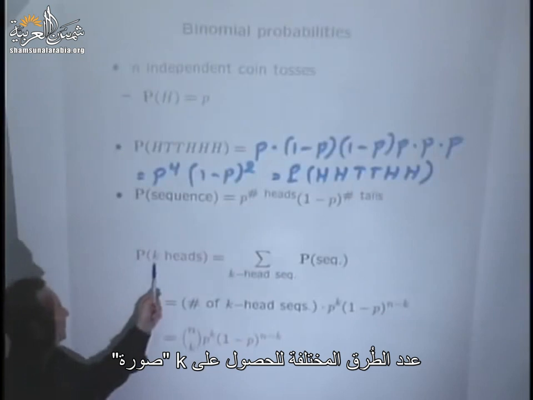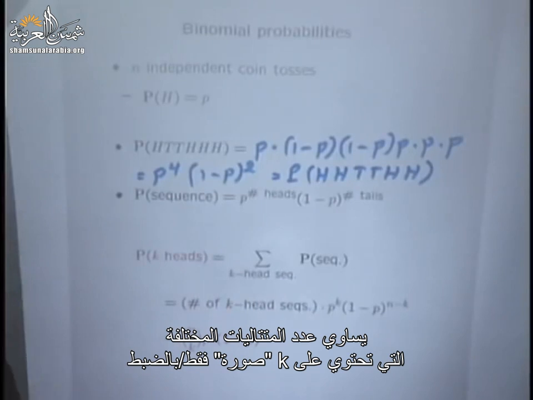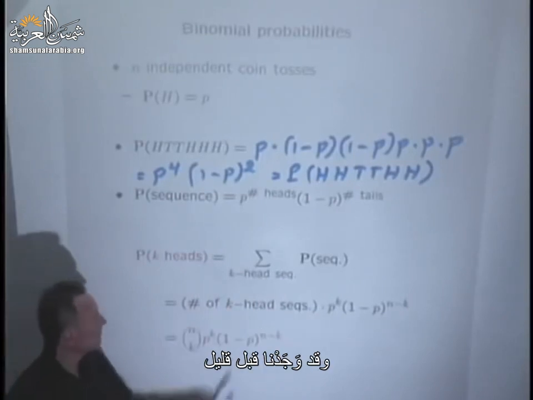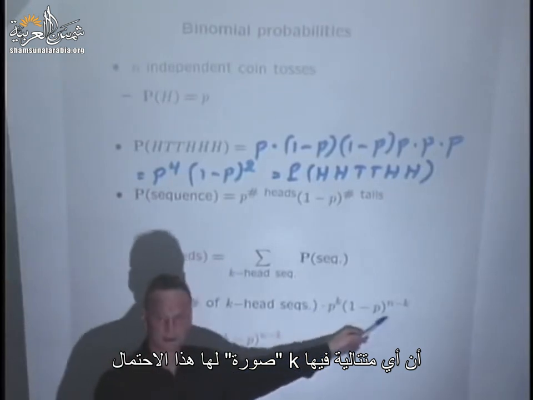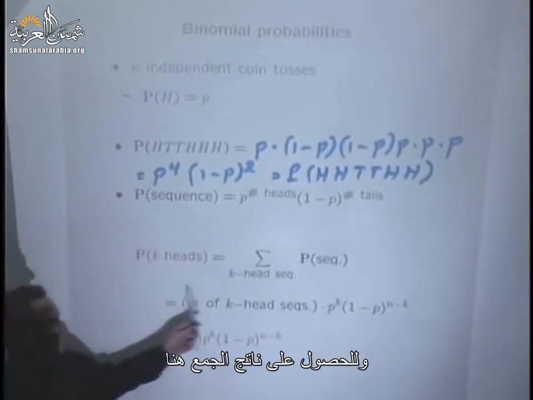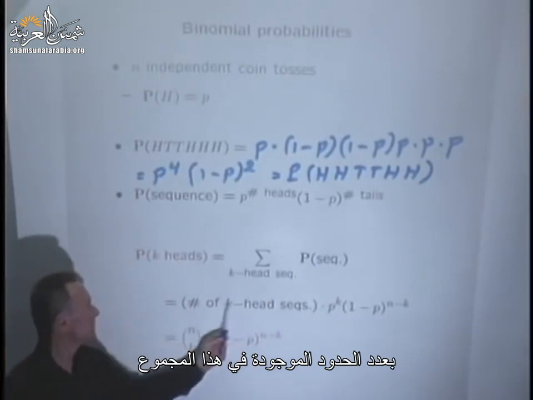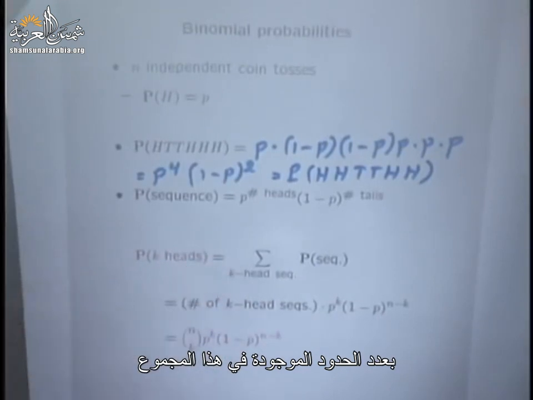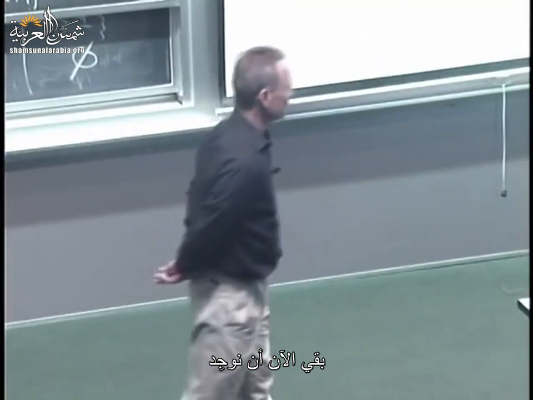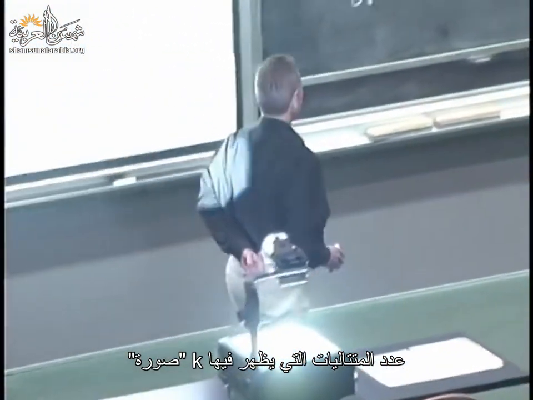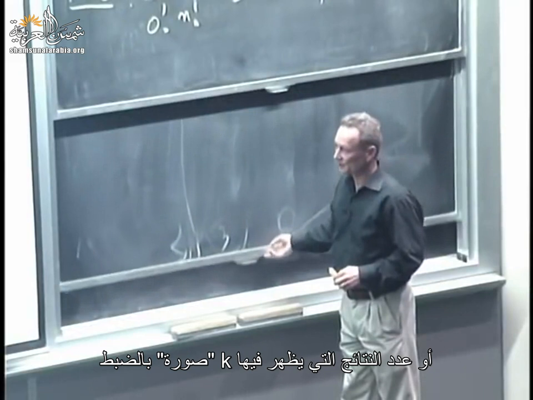The different ways that we can obtain k heads are the different sequences that contain exactly k heads. We just figured out that any sequence with exactly k heads has this probability. So to do this summation, we just need to take the common probability of each individual k head sequence times how many terms we have in this sum. So what we're left to do now is to figure out how many k head sequences there are. How many outcomes are there in which we have exactly k heads?